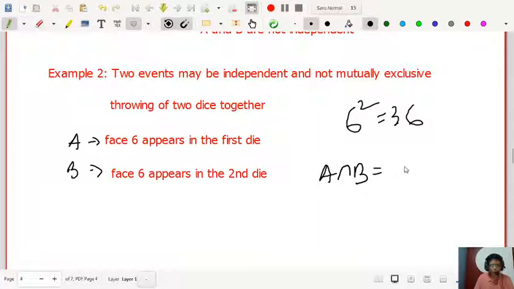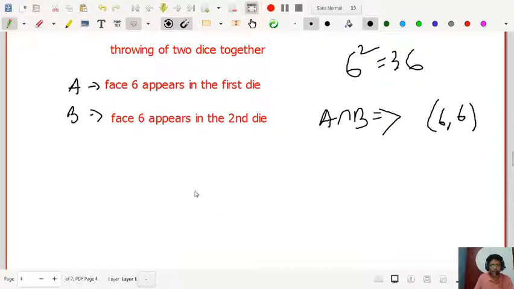It contains only 1 point. So A and B are not mutually exclusive, right? 6 appears in the first die, and that contains actually the point (6, 6), right? Okay, so what is your probability of A now?